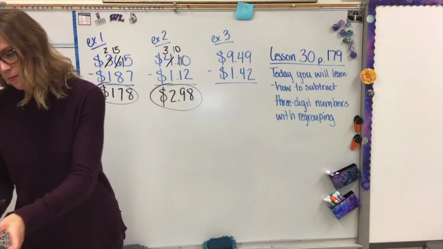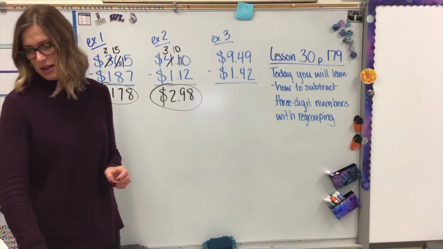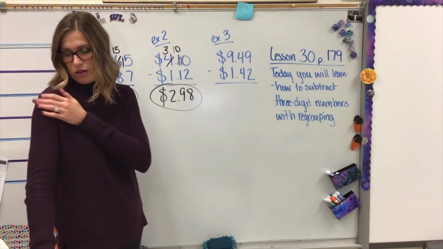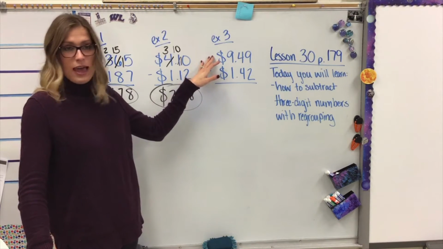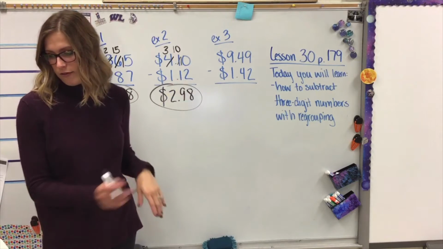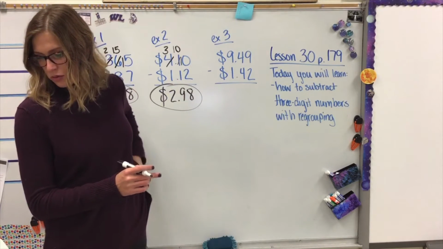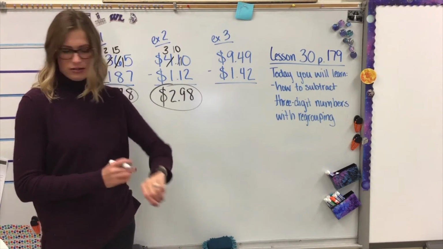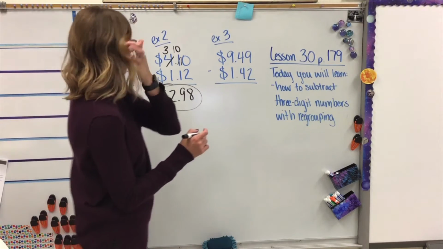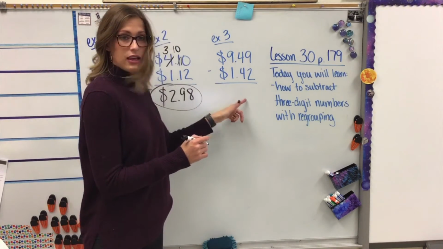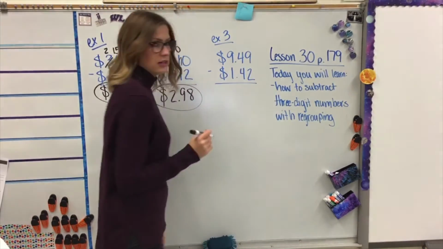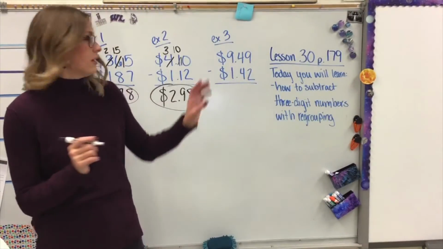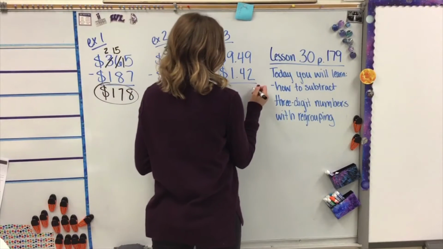Example 3 says, during a special 15% off sale at a sporting goods store, the price of a $9.49 baseball cap will be reduced by $1.42. What is a reasonable estimate of the sale price of the cap? So we need to subtract what's going to be taken off with the sale. So 9 minus 2. Can you do 9 minus 2? Sure. 9 minus 2 is 7.